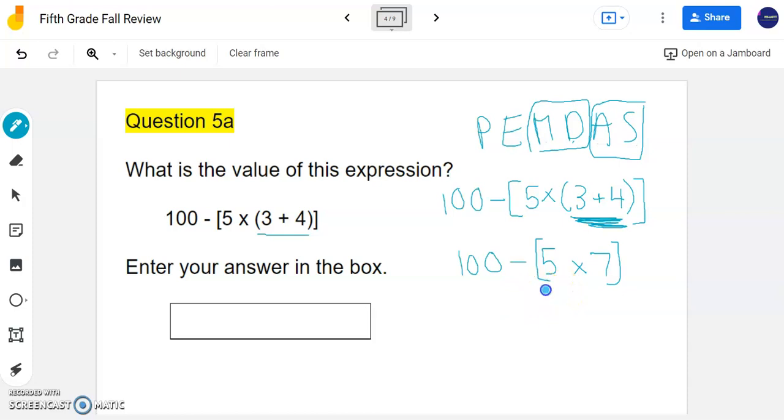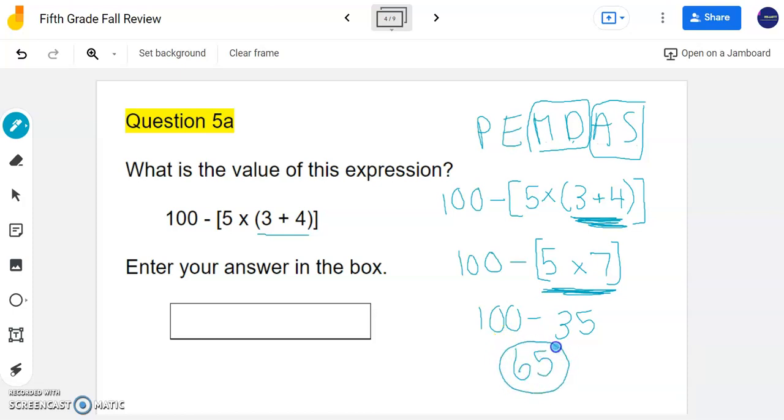So we're going to do 5 times 7 next. Now I'm underlining the one and only step that I am doing here. So 5 times 7 is 35. And now you have 100 and our subtraction sign that we did not touch. Notice I'm working my way down. And now I have 100 minus 35, which is in fact 65.